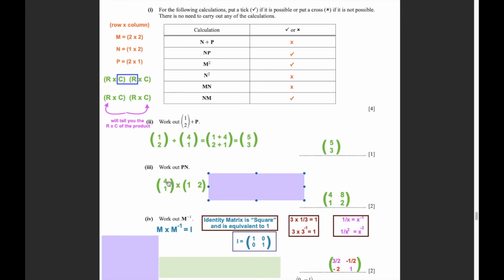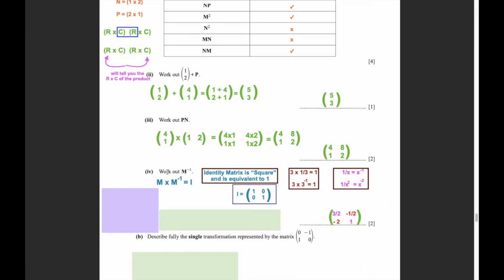So what we're going to do is row times column. So 4 times 1, and then 4 times 2. Because we don't have anything else in this row, it's just 4 on its own, right? Okay, and then we're going to do the same with the second row, so 1 times 1, and then the second row with the second column, so 1 times 2. And then you'll get 4, 8, 1, and 2. So that's your answer. Okay.